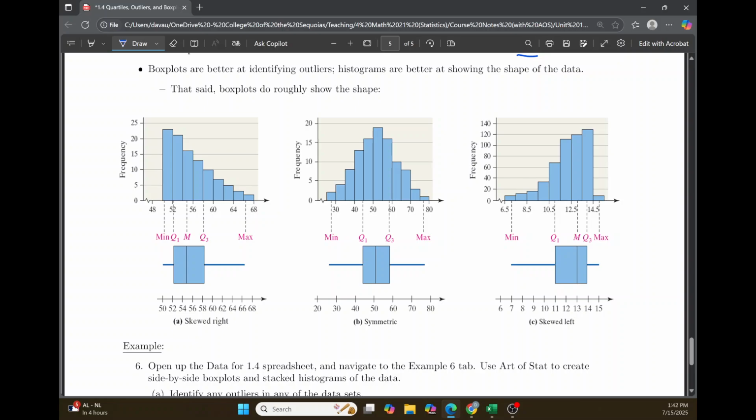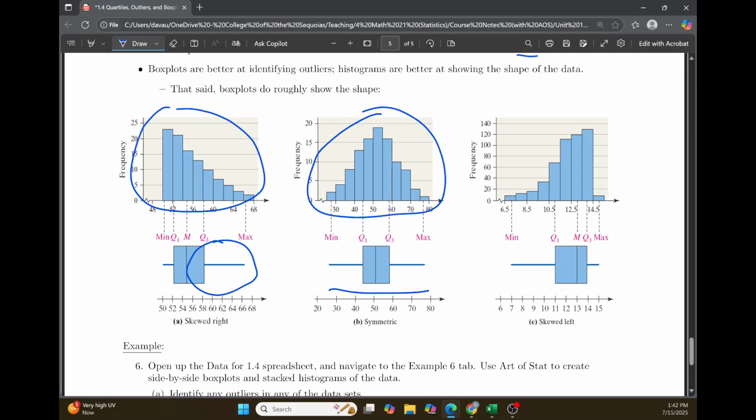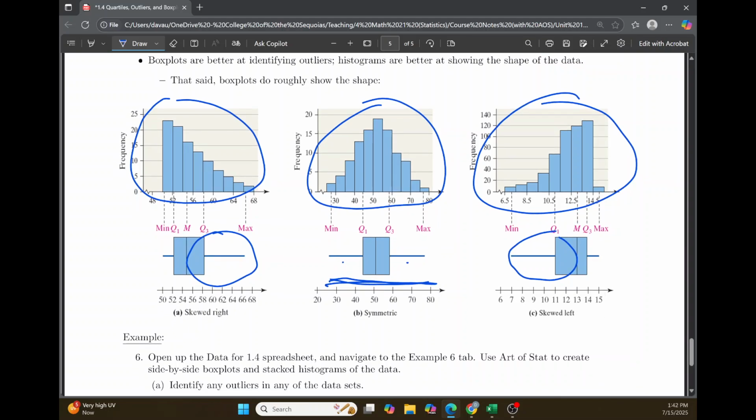If you have a skewed right distribution like this one, then the box plot's going to look skewed right. It's going to look like you started with a symmetric box plot, but then you yanked on the right-hand side to make it longer. With a symmetric data set like this one, the box plot's going to look pretty darn symmetric. The median's going to be right in the center of the box. The whiskers are going to be roughly the same length. And then if you have a skewed left distribution like this one, it's going to look like you started with a symmetric box plot, but then pulled on the left-hand side so that it's skewed to the left.